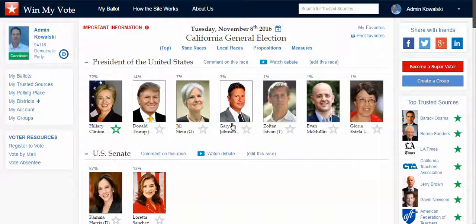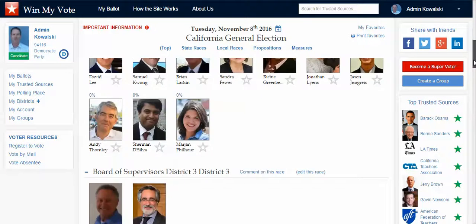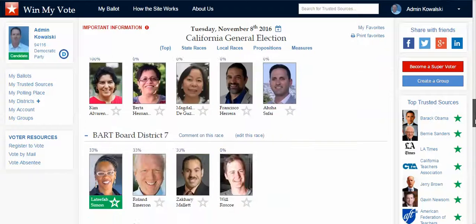So I can change my mind, and I can decide to favorite this candidate, and then you can see here he jumps to the front. The percentage won't change because there were too many people on this ballot from the National Student Parent Mock Election. But anyway, I can go all the way down ballot, and I can look at the local school board.